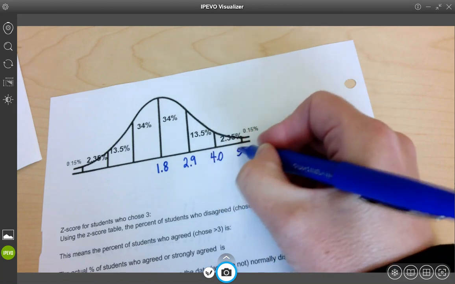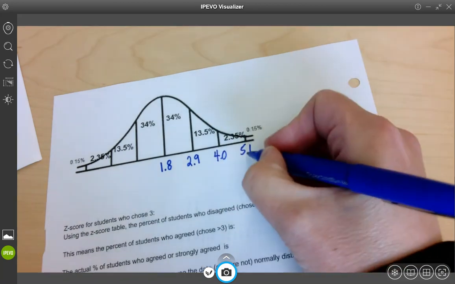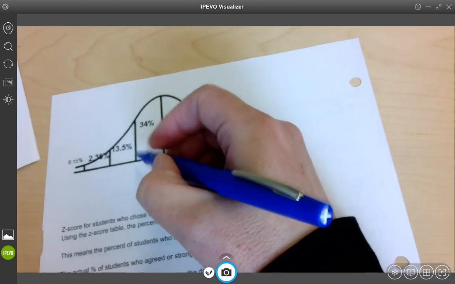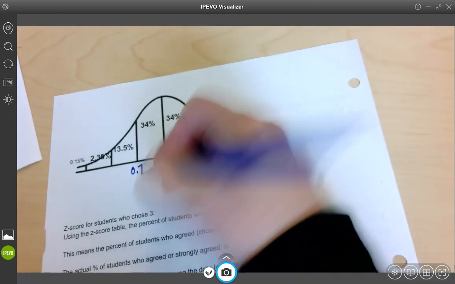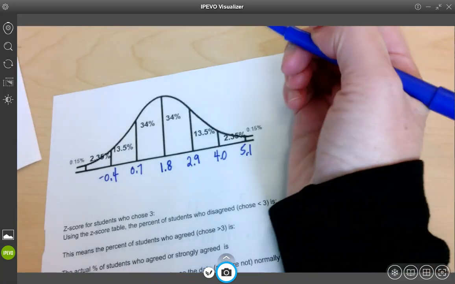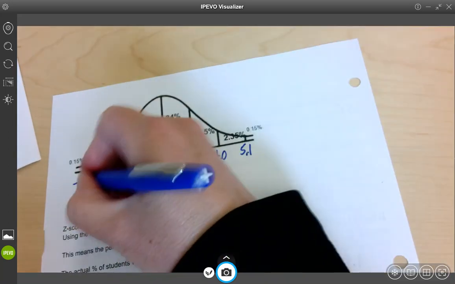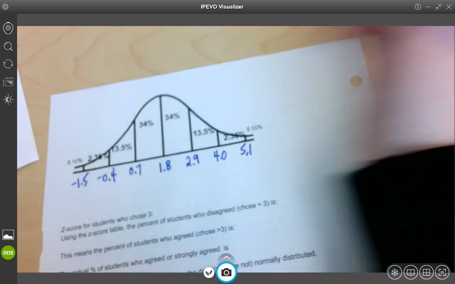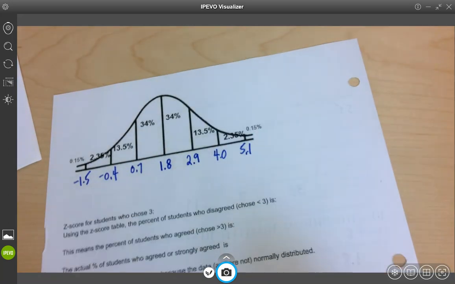Beautiful. Jeff, did you do the other side? Not yet. Go ahead. I got 0.7. Negative 0.4. And negative 1.5. Beautiful. Okay, so we have our normal curve labeled.